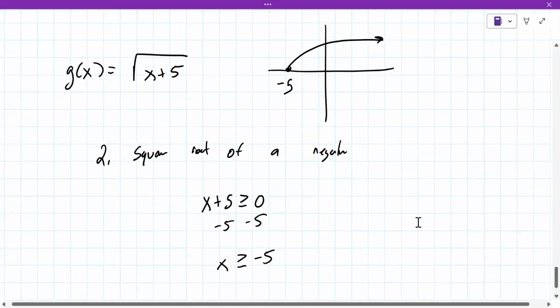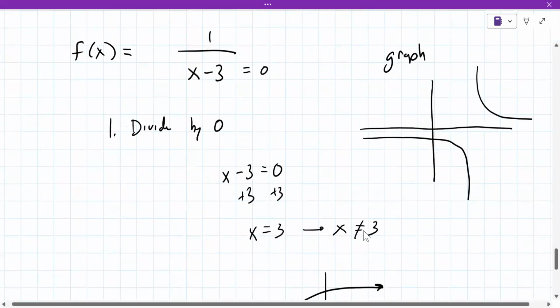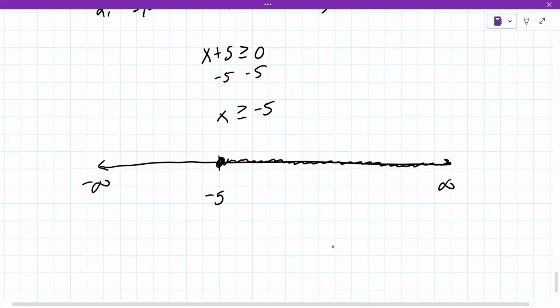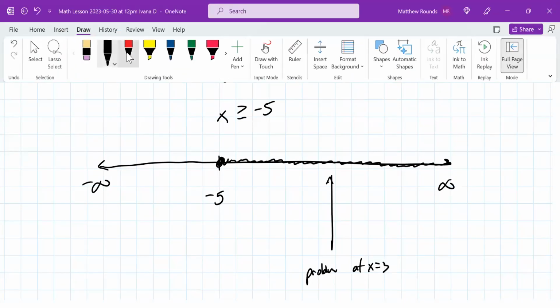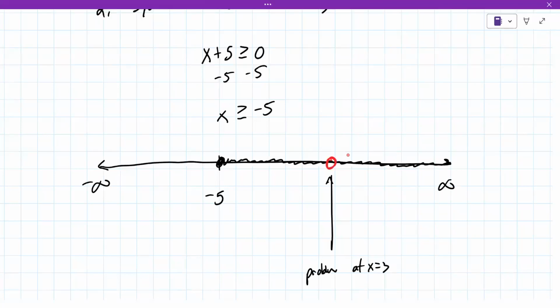That's really good. Then we go back to this previous one, but what can x not be? X can't be 3. So we have a problem at x equals 3. There's actually a circle here because it cannot be 3. So it's everything up to there and everything to the right of it. But at 3, it's a break point.